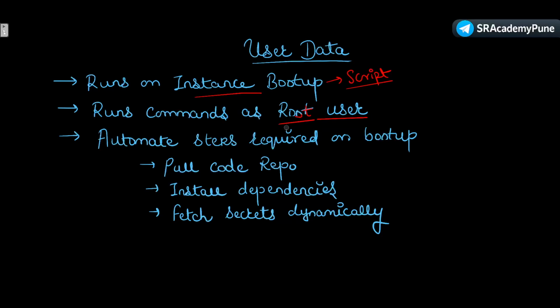Okay, and the main purpose of user data is to automate certain steps, which can be pulling a code repo upon boot up, installing certain dependencies, fetching secrets dynamically, and so on. These are just examples, but you can include any steps that you want to run once your instance boots up. Okay, so user data is a highly useful tool for us as DevOps engineers. Okay, and we can use it to automate certain steps that we need, and using that we will avoid manual steps.